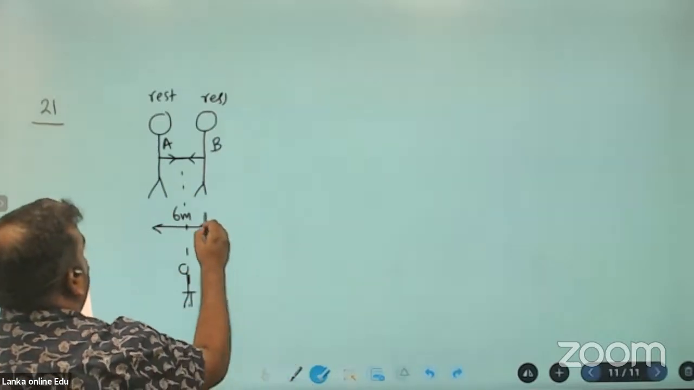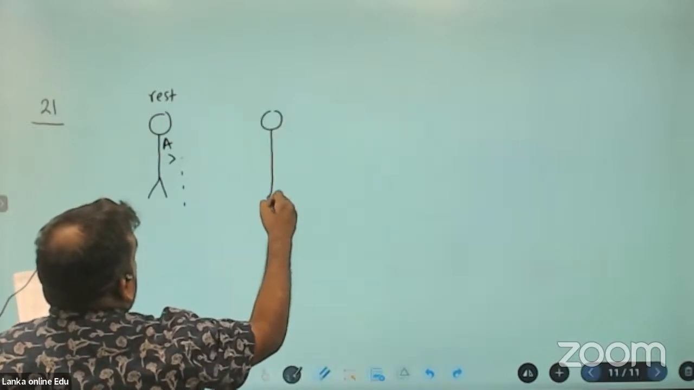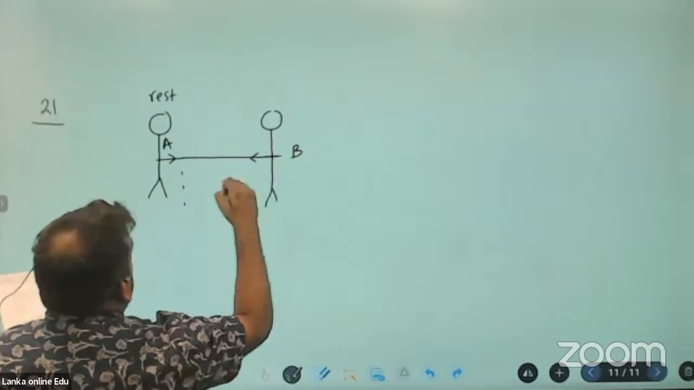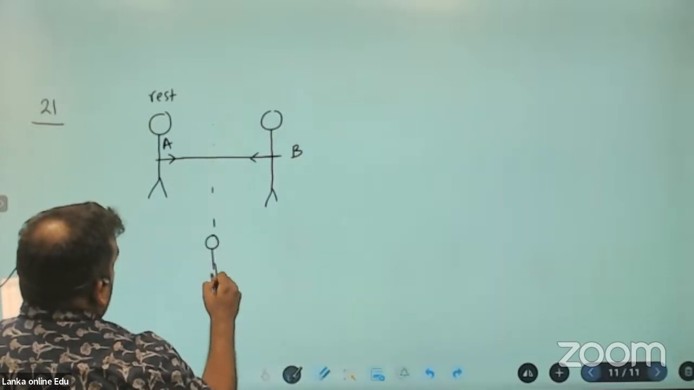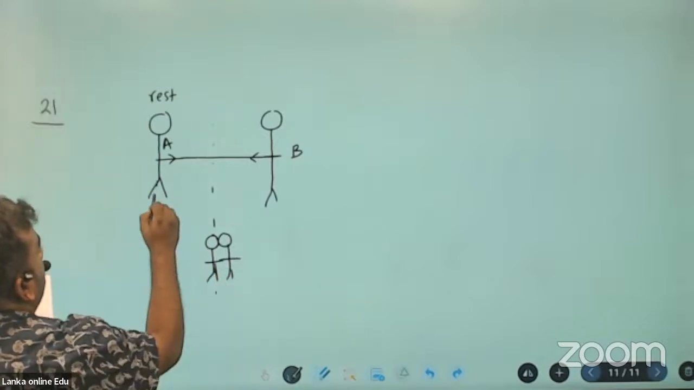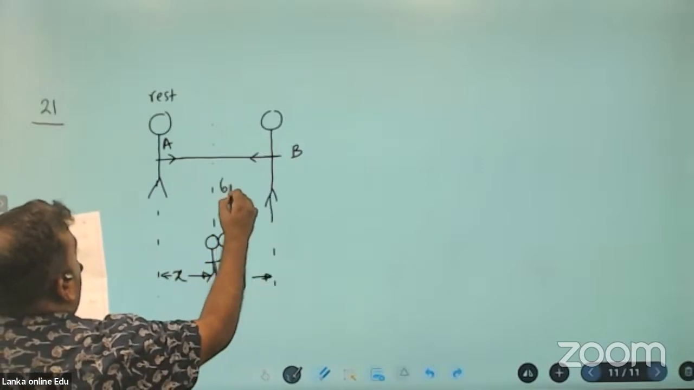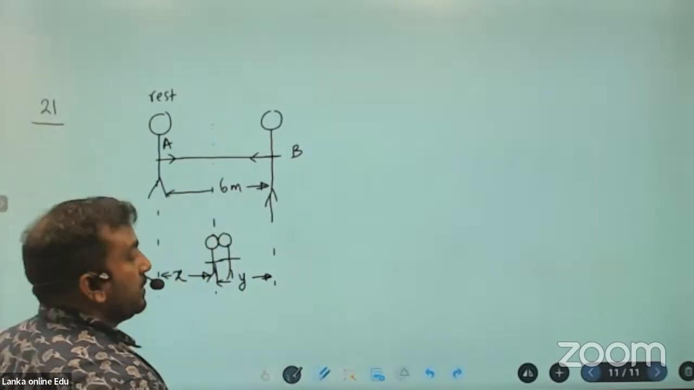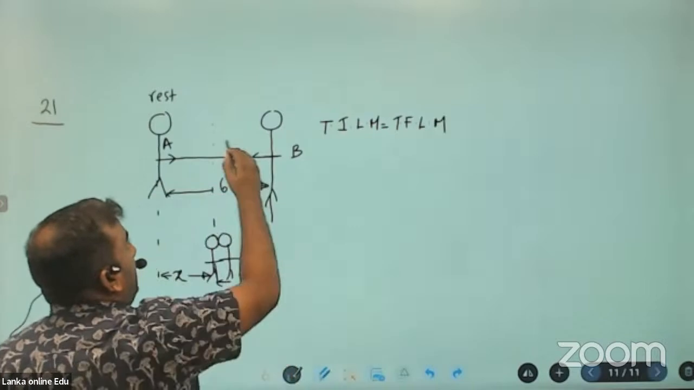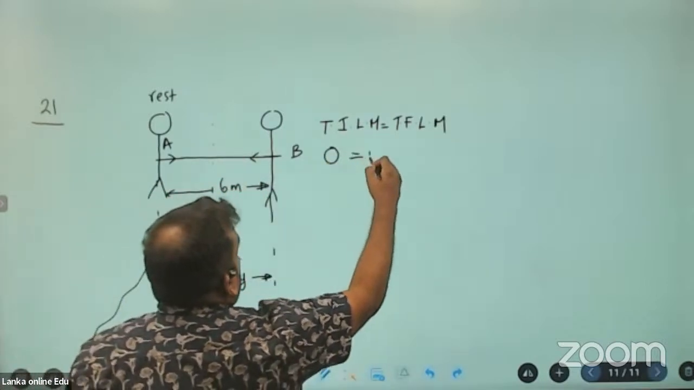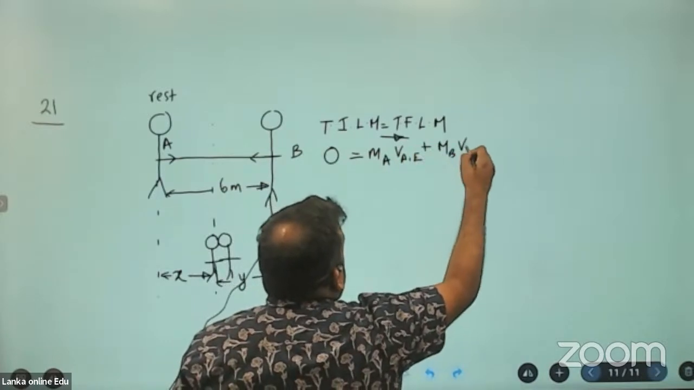Just to make it a bit clearer, A and B. When they meet each other, somewhere here, the displacement of A is x, the displacement of B is y. x plus y is going to be 6 meters. Total initial linear momentum equals total final linear momentum. Initial linear momentum 0, final linear momentum: mass of A, velocity of A with respect to Earth, mass of B, velocity of B with respect to Earth.